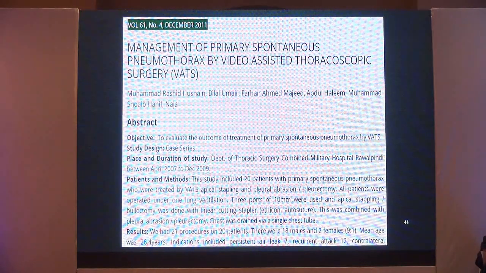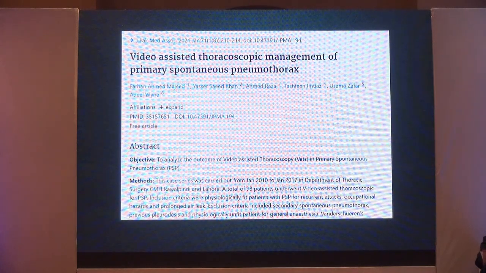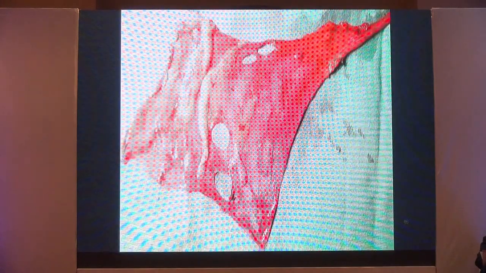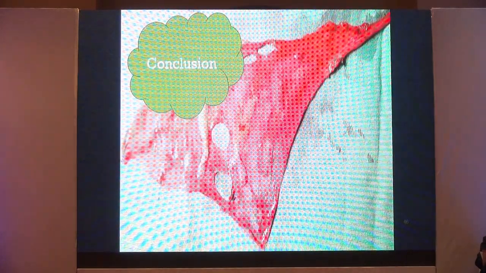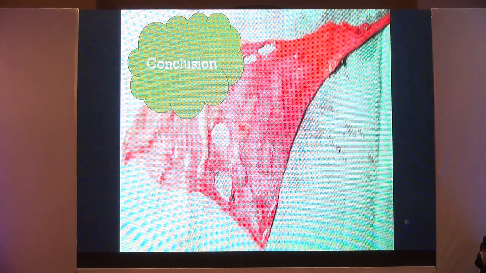I'll just skip a few slides due to shortage of time. We published our data, a study in 2011 in 30 patients, and then in the Journal of Pakistan Medical Association in 2021 in more than 100 patients, and this study which I presented today is just a continuation of the previous one. So I conclude by saying that VATS is an effective management and should be considered even after the first episode in high risk groups, in complicated first episode, and those who vouched for a definitive treatment. Thank you very much.